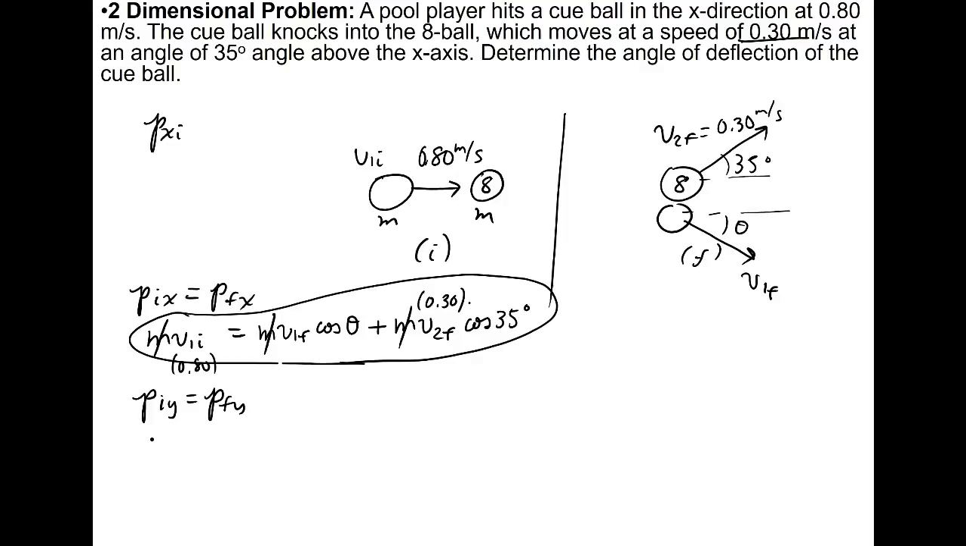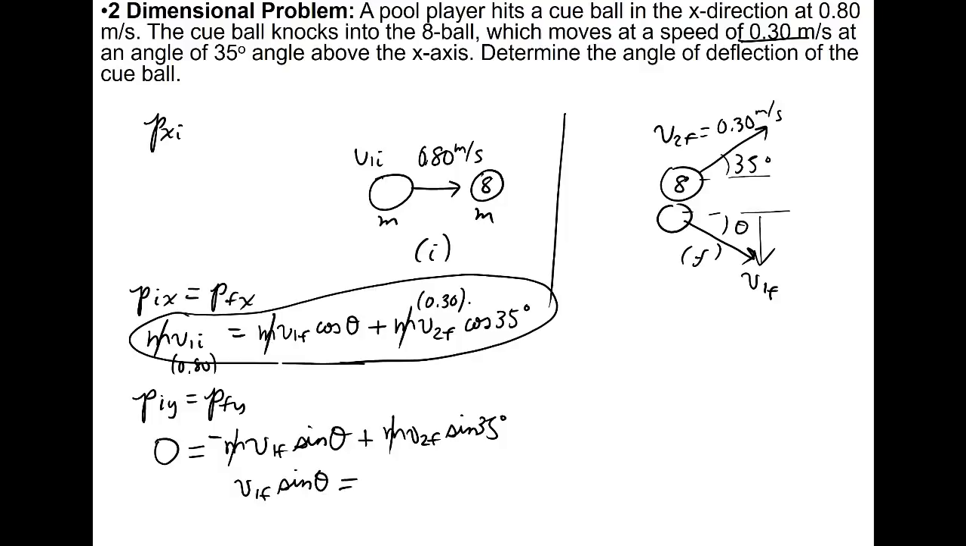And then we also have P initial y equals P final y. Well, what is P initial y? It's 0. P final y is going to be m V1 final sine theta with a negative sign because that is downwards, plus m V2 final sine 35 degrees. So here's how I would solve this. Cross the m's out, and we have 2 unknowns in this equation. We could write this as V1 final sine theta equals V2 final sine 35, or we could just write this as V1 final equals V2 final, which is 0.30 sine 35 degrees, over sine theta. And you'll see why I'm doing it this way in a second.